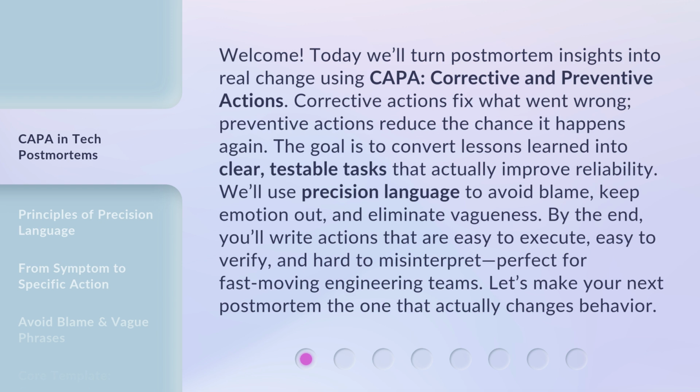Corrective actions fix what went wrong. Preventative actions reduce the chance it happens again. The goal is to convert lessons learned into clear, testable tasks that actually improve reliability. We'll use precision language to avoid blame, keep emotion out, and eliminate vagueness. By the end, you'll write actions that are easy to execute, easy to verify, and hard to misinterpret, perfect for fast-moving engineering teams. Let's make your next postmortem the one that actually changes behavior.